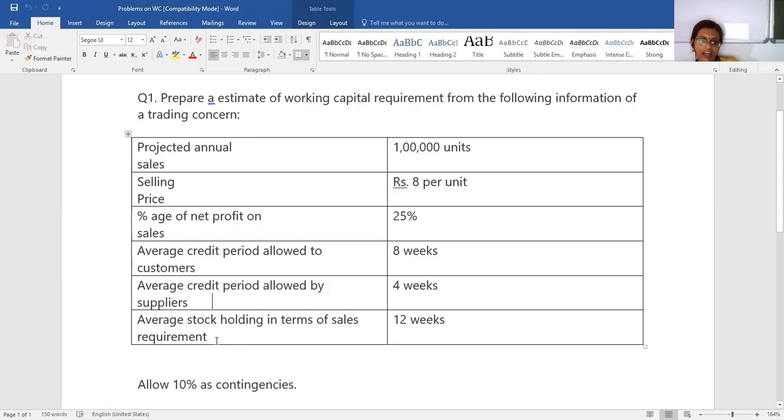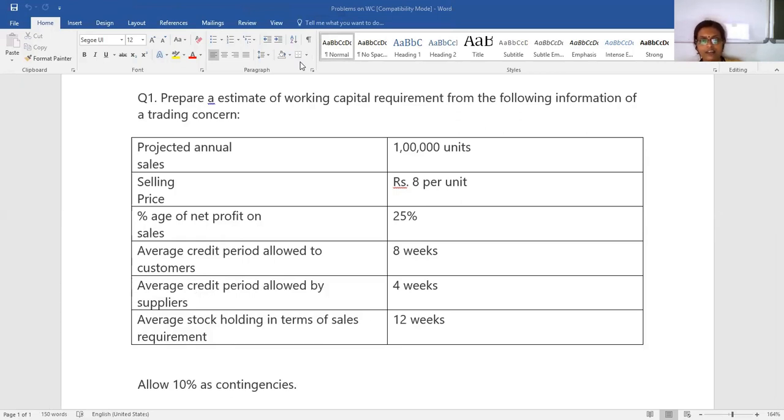And at last, they've told the average stock holding in terms of sales is 12 weeks. And they've asked us to maintain a contingency reserve of 10%. So we will quickly see how to solve this. Yes, Noel, you're also right.